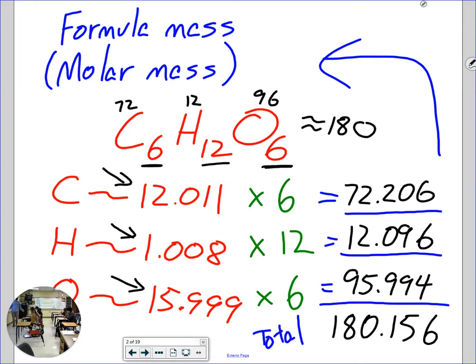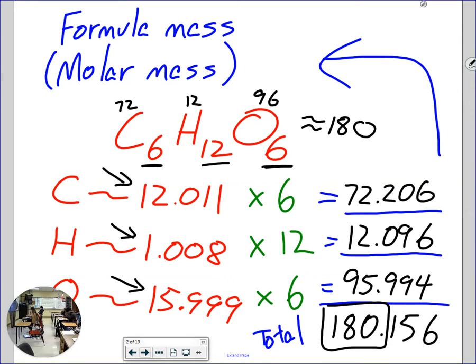Now, if I wanted at this point to go ahead and round it, it's awfully close to 180, or maybe 180.1. So if I want to get 1 mole of glucose, I get my balance out. I get out a tray that I can pour stuff into or set stuff on. And I'm going to measure out 180 grams of glucose. And I know that 180 grams of glucose is about 1 mole of glucose molecules. Okay?